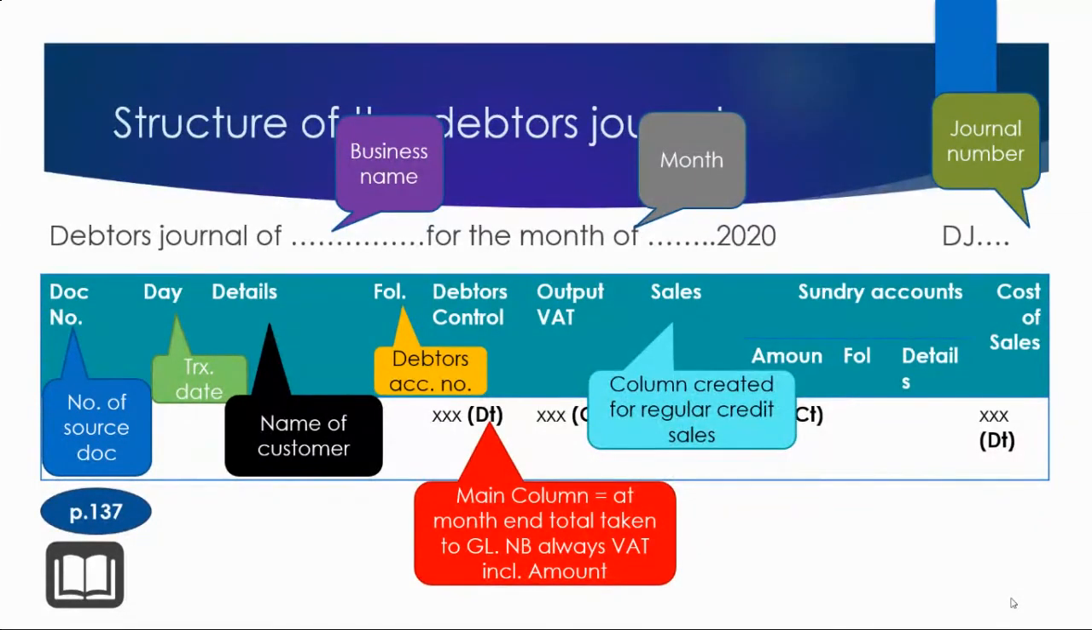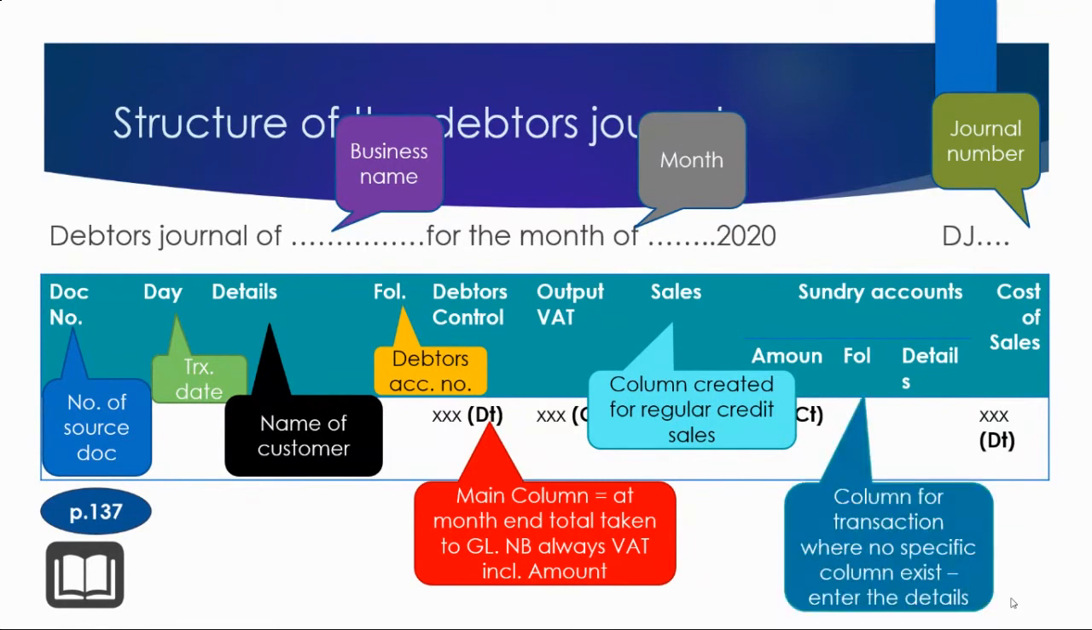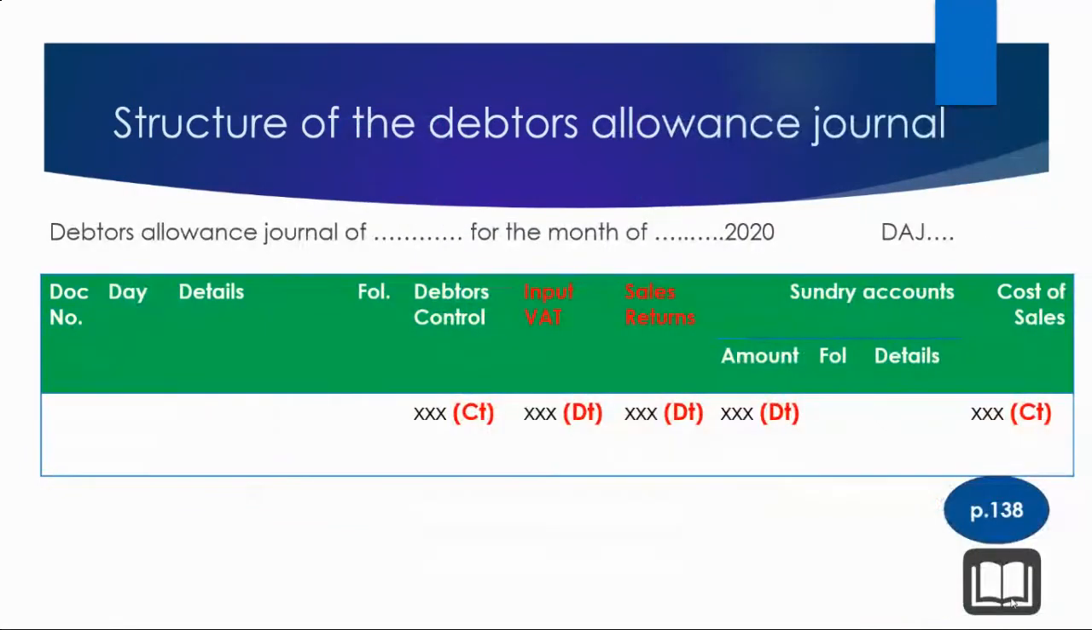Then our sales amount is all the credit sales, and that is excluding VAT. And then our sundry accounts is anything that doesn't fall under debtors or sales or output VAT would then be accounted for in your sundry accounts. And your cost of sales is the cost of the inventory sold. That would also be exclusive of VAT. And remember, that is based on your markup percentage based on the sales value. Okay, so that is what your debtors journal would look like.